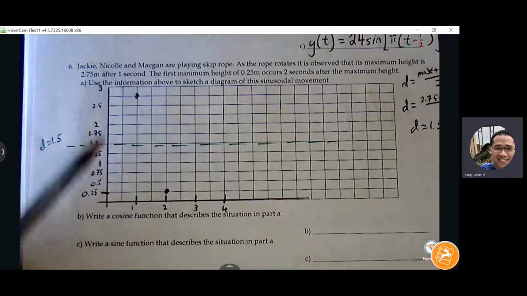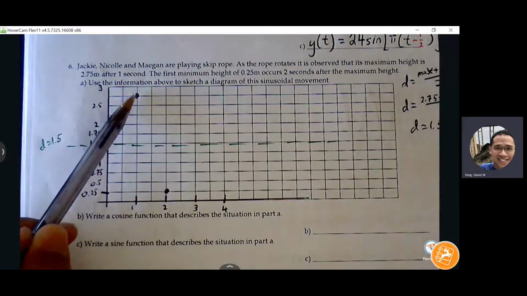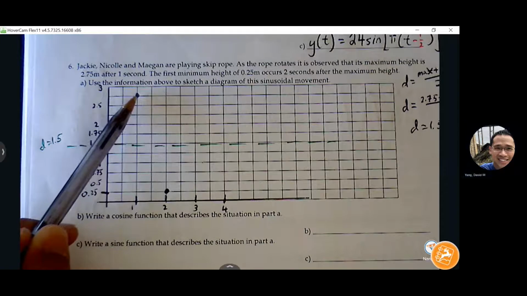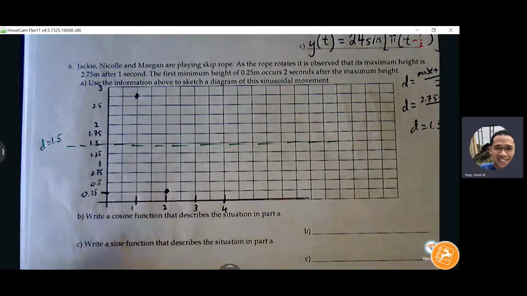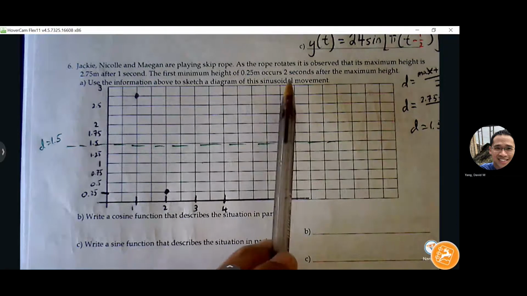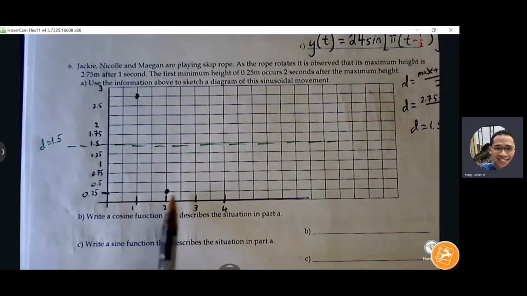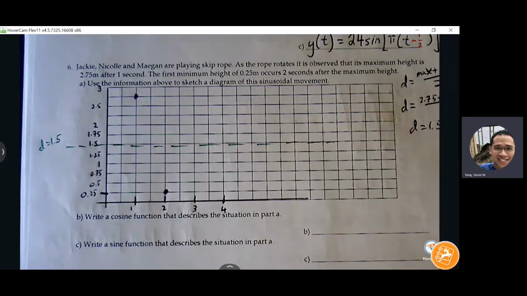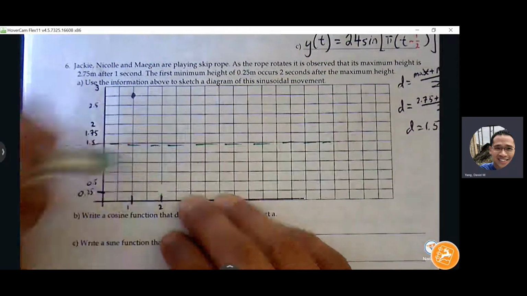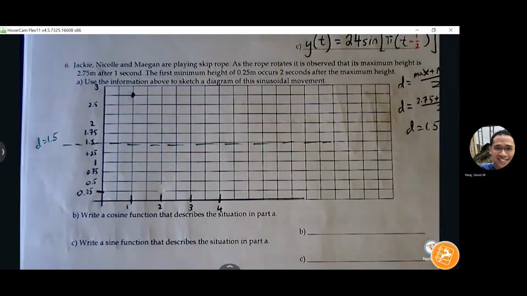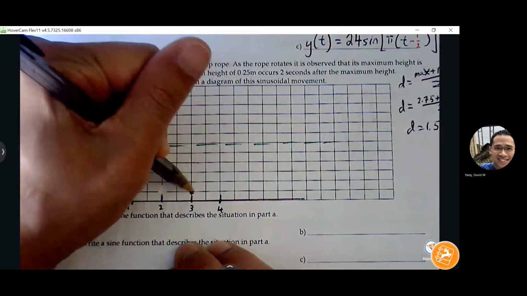What do you think the period is if it takes 1 second to get from max to min? Yes, question. Doesn't it say the first minimum is 2 seconds after the maximum? Oh, wait. You're right. My bad. So this should be over here. Sorry, I thought I read 2 seconds after we started, 2 seconds after the maximum height. Sorry, 3 seconds.